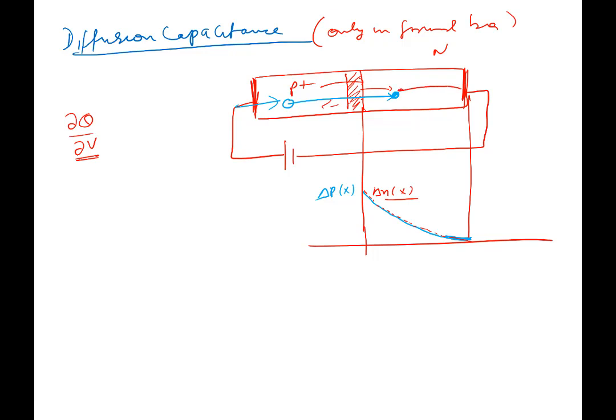So there is a region in space where you have excess holes and excess electrons, right? The holes came from one terminal. The electrons came from the other terminal. And you have charge. And now if you increase the voltage, what will happen? More holes will come in from there. Electrons will come in from the right side. And the charge will increase.